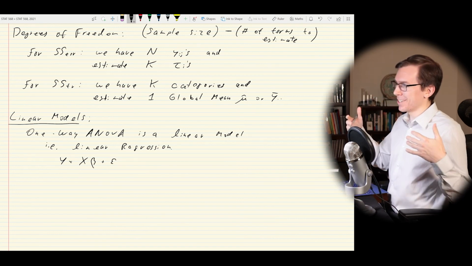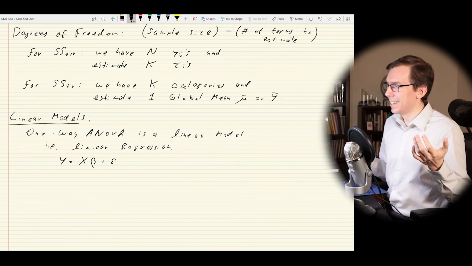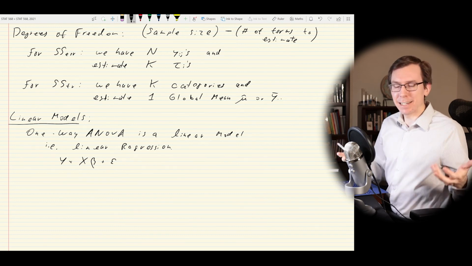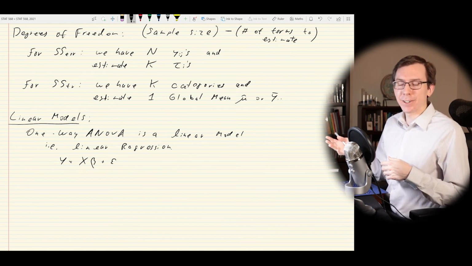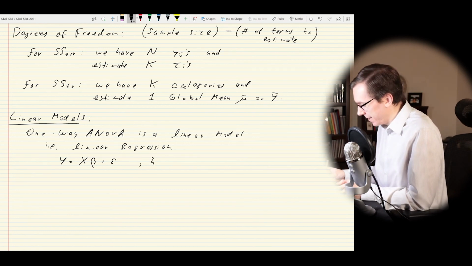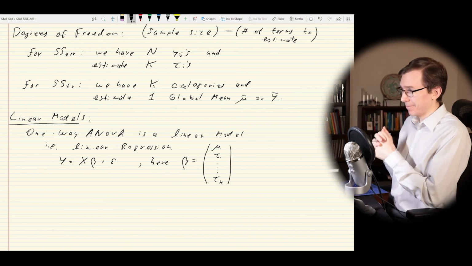Regardless, what we have here is our general linear model setting, which is y, our response, is a linear combination of x. X is our design matrix, beta is our vector of parameters, and epsilon is our errors. Here, beta is a big vector of the parameters that we want to estimate, which in the case of one-way ANOVA is the global mean and all of the tau 1 through k.